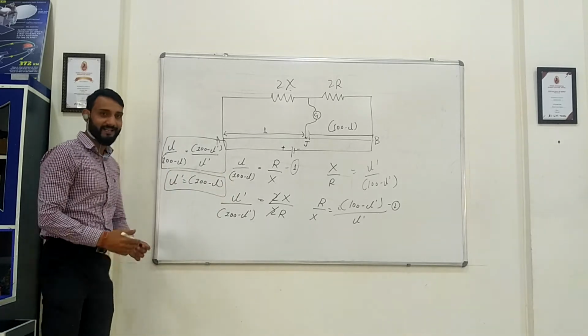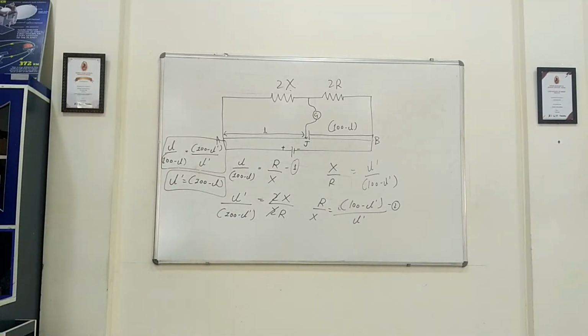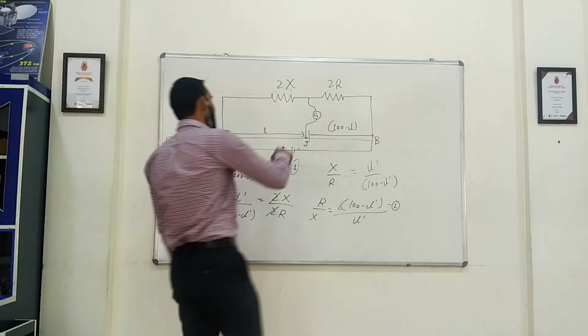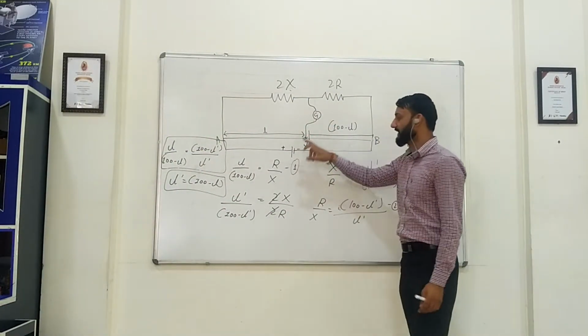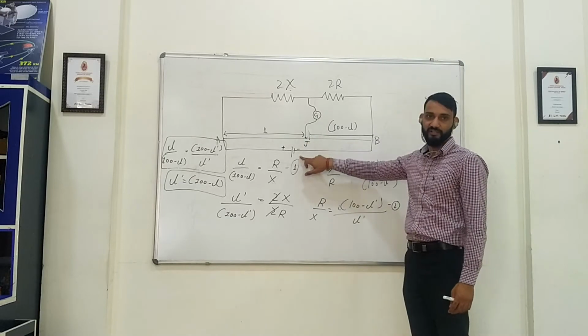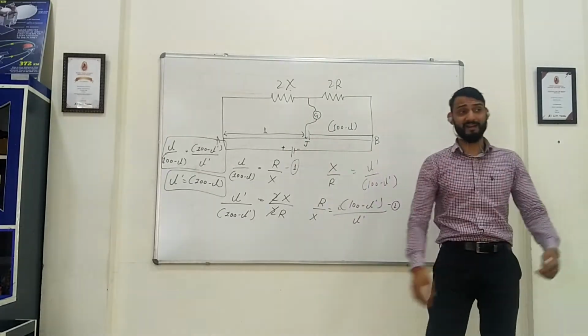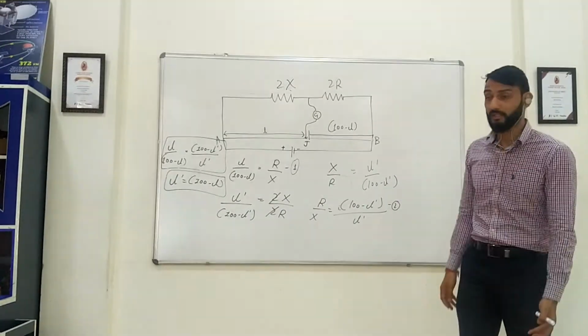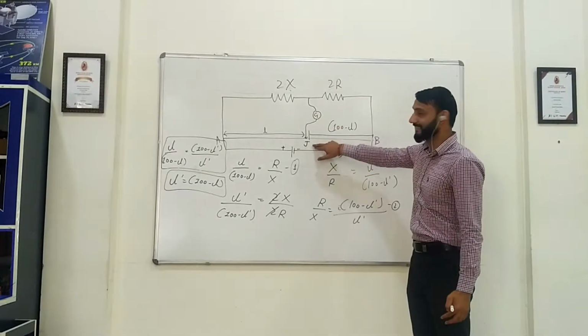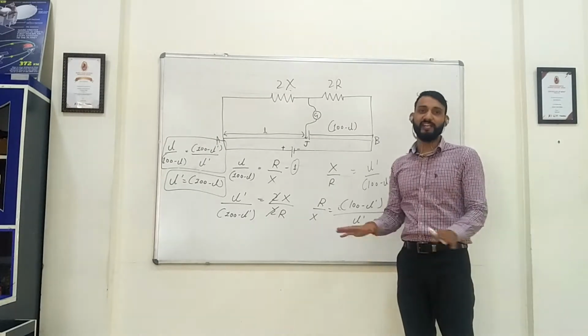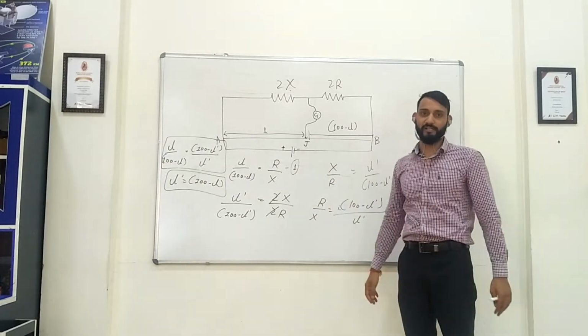In the second part they are asking what will happen if the galvanometer and battery are interchanged at the balance position. How will the balance point be affected? If at the balance position the galvanometer and battery are interchanged, what will happen to the balance point? This is a practical thing which you have to perform. Basically when these two are interchanged, there is no change in the deflection point, right?